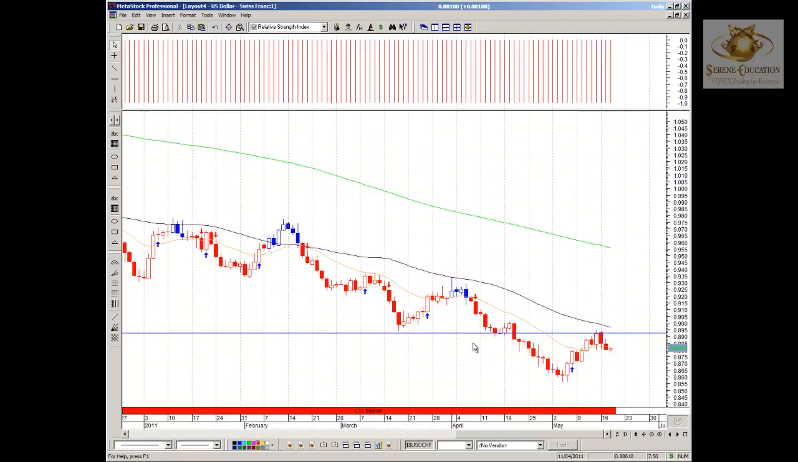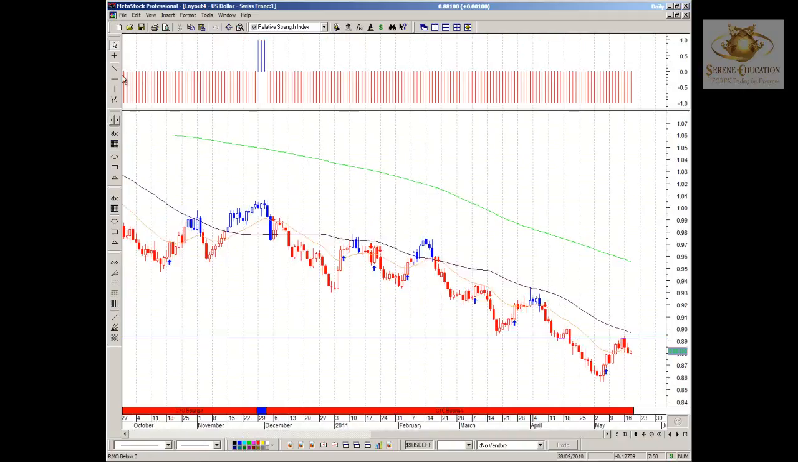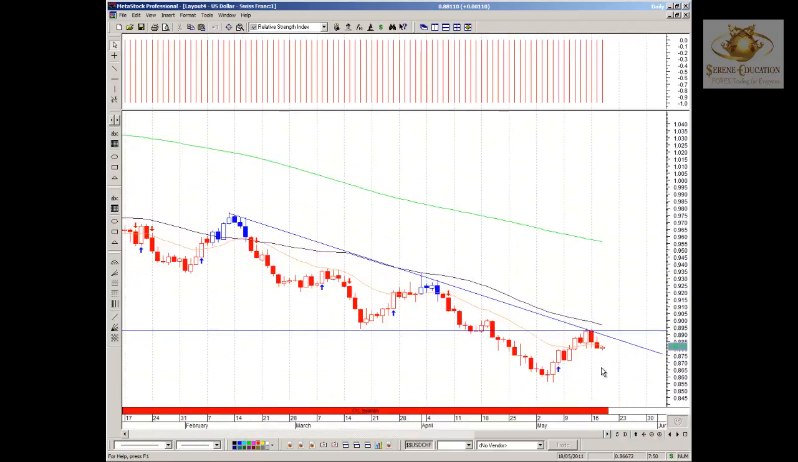Price failed to break above a prior support area, a very strong one, around the 89.94, 89.95 mark. Well extended in our favor. We're still swinging low, and that failure here has now created another swing low. So anybody looking for opportunities should be looking at further selling.